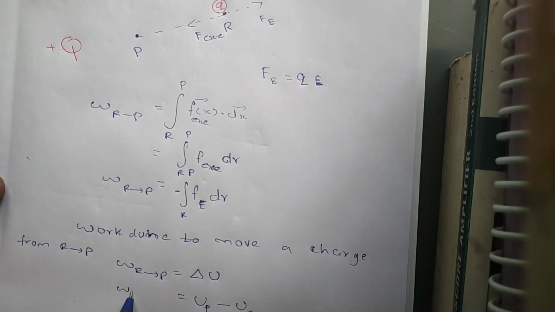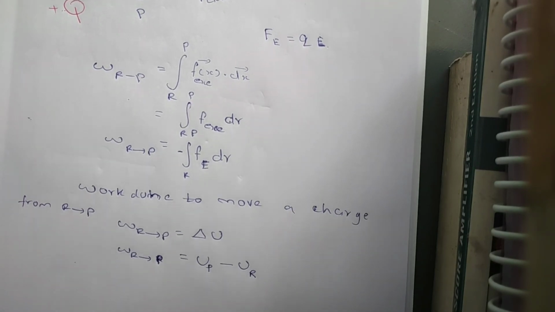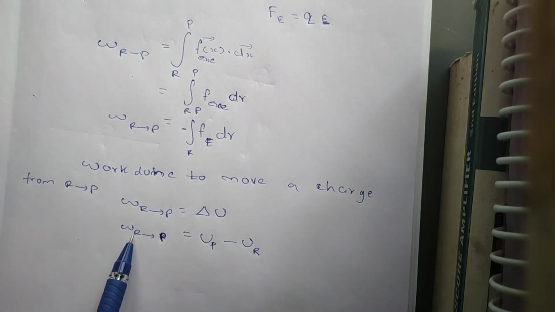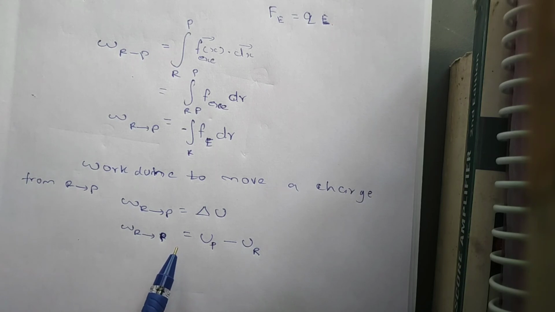What is that change in potential energy? Potential energy at the final position, UP, minus potential energy at the initial position, which is R. Here we are doing work against the electrostatic field. So this change is the electrostatic change in potential energy. The work done to move a charge from one point to another in an electric field is the difference between the final position electrostatic potential energy and the initial position electrostatic potential energy.